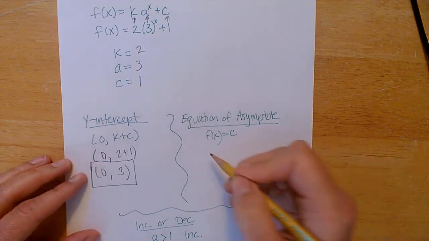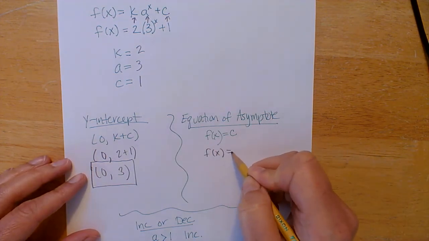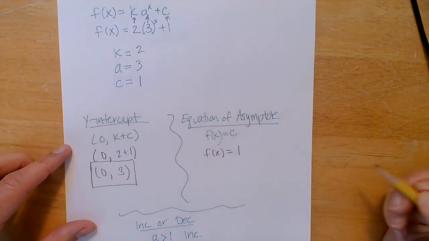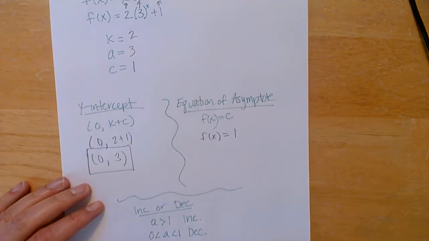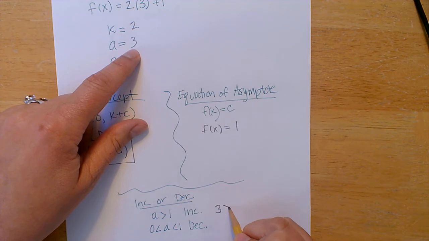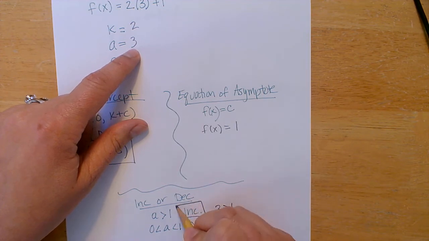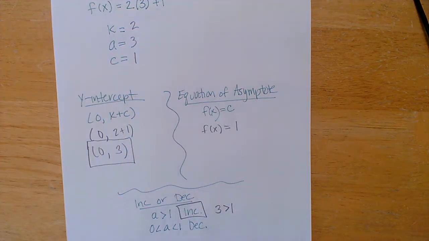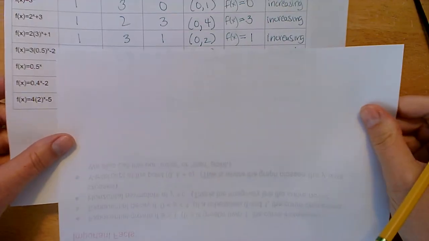All right, let's find the equation of the asymptote. F of x equals c. C is going to be 1. And let's find if it's increasing or decreasing. Let's look at our a. A is 3. 3 is definitely greater than 1, so it is increasing. You can now go back to your table and fill that one out on your table as well.